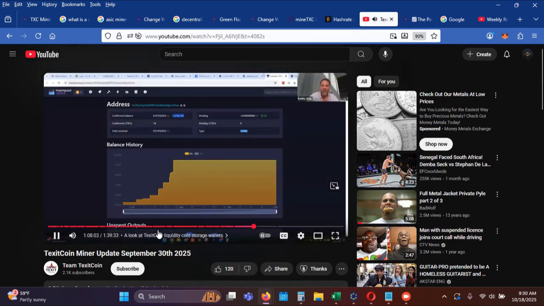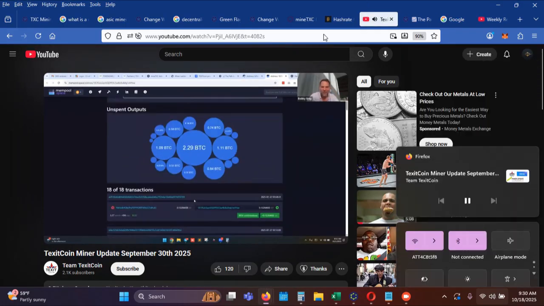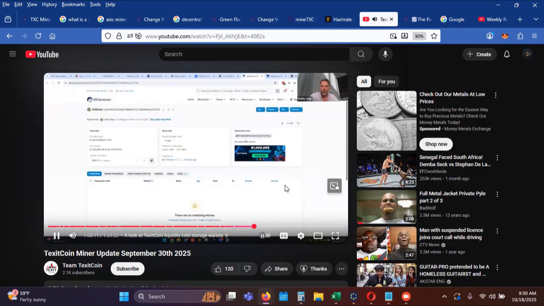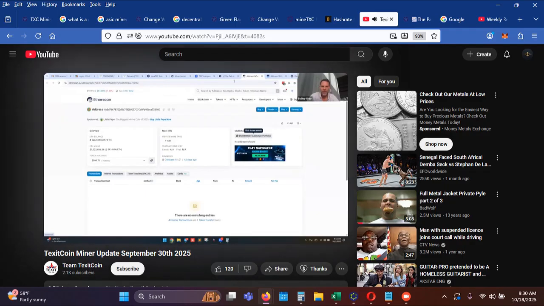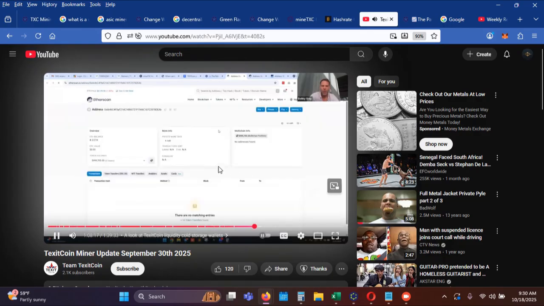$1 million. We literally have $1 million sitting on a Bitcoin cold storage wallet, and that's it. It hasn't moved. There it is. Now, we also have 1,024,000 in Ethereum, and we also have $1 million in USDC. These are on cold storage wallets, guys.